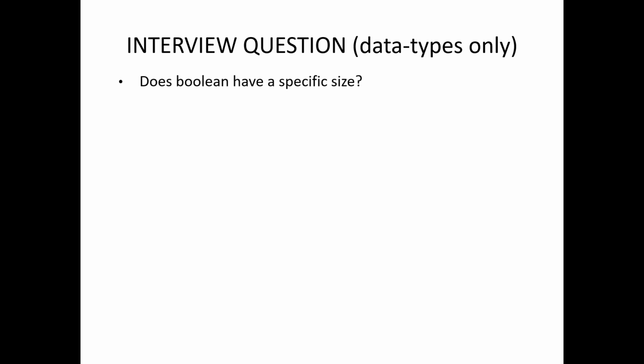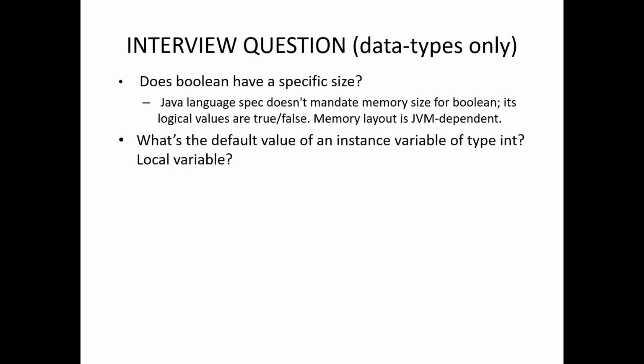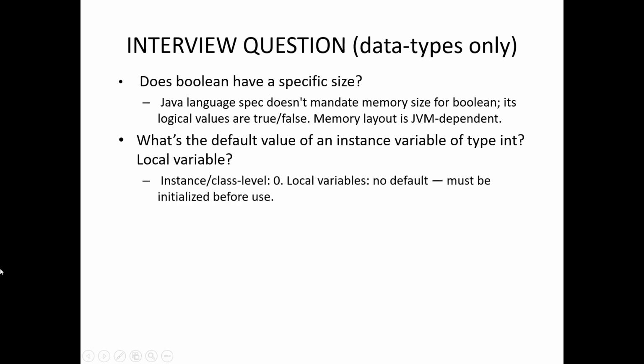Next question: does boolean have a specific size? As we read earlier, the Java language specification does not mandate a memory size for boolean. It's a logical value like true or false, and the memory layout is JVM dependent. What is the default value of an instance variable of type int? An instance variable is declared at class level, so the default value is zero. If you declare it within a method, there is no default value. You need to initialize it before use, otherwise it will give you an error.